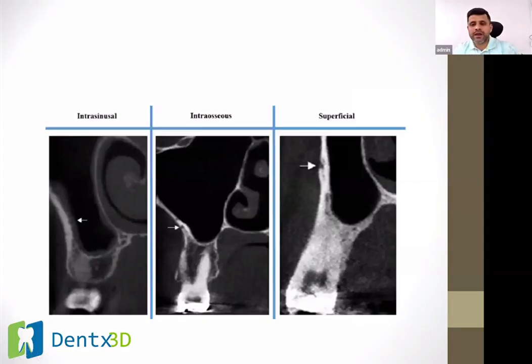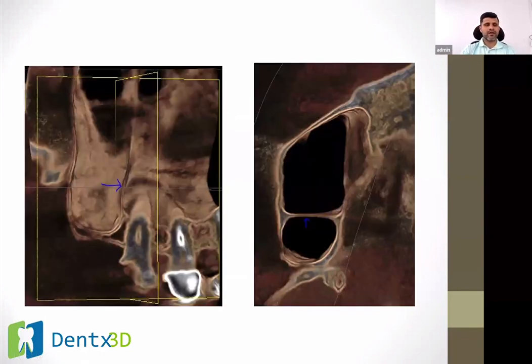Second is the posterior superior alveolar artery. This runs around the lateral wall of the maxillary sinus. It can be superficial if it is on the outer surface, it can be intraosseous, which is inside the bone, or it can be intrasinusal, that is on the inner surface.